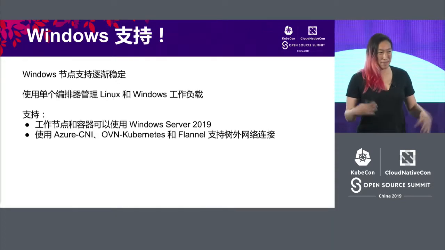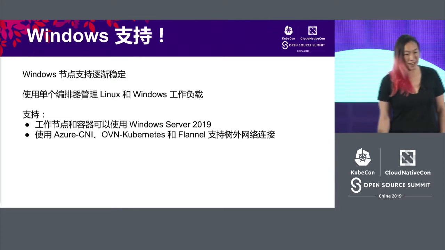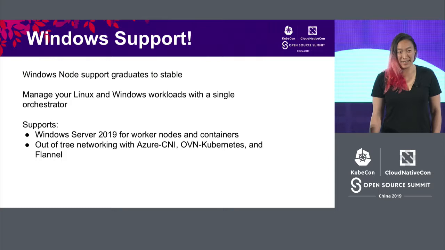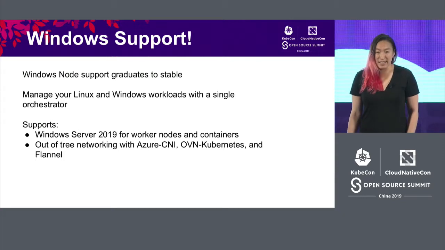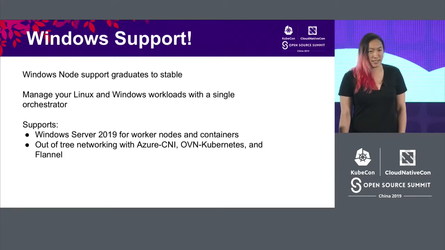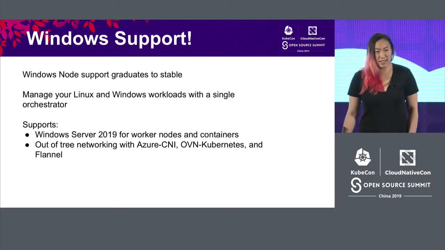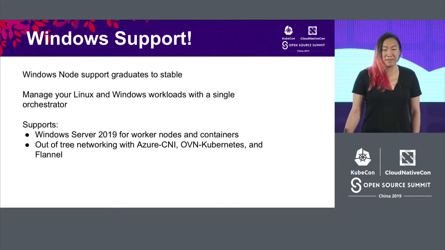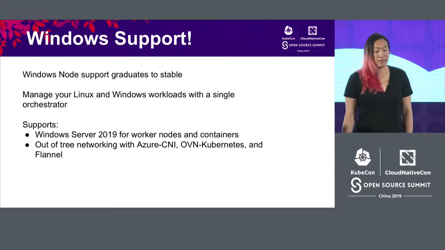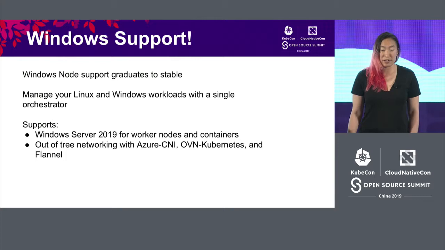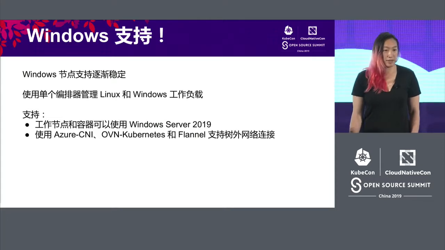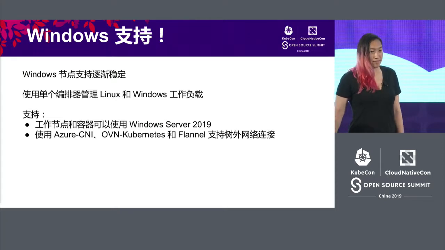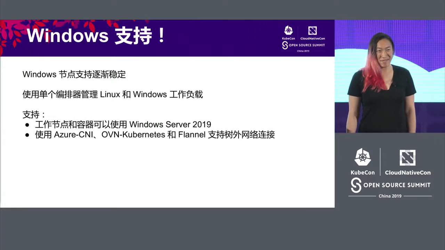So the big one, I think, is one that everyone's been talking about, which is Windows support. Windows support graduated to stable with 1.14. So now you can have your Linux and Windows workloads running in the same cluster. The possibilities are limitless. You can provide the same developer experience to your Linux and Windows developers. They can run in the same infrastructure. With this release, we have Windows Server 2019 support for the worker nodes and containers. There's also out-of-tree networking support for a number of networking options. So yeah, that's no longer an excuse for not running it in Kubernetes.